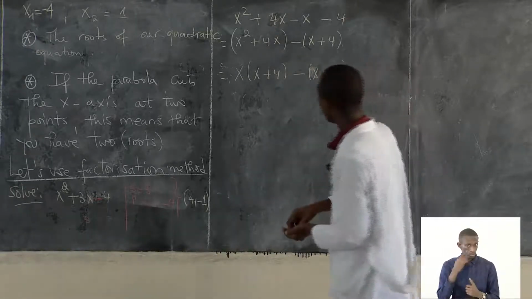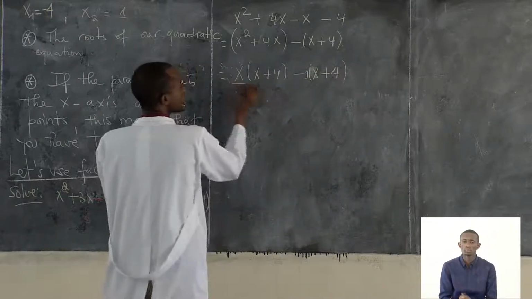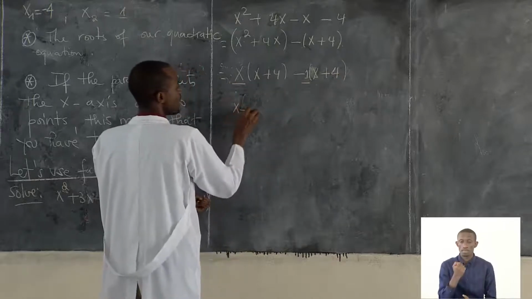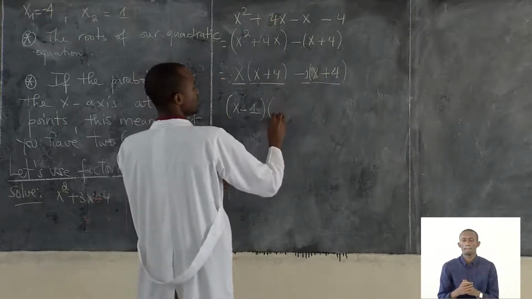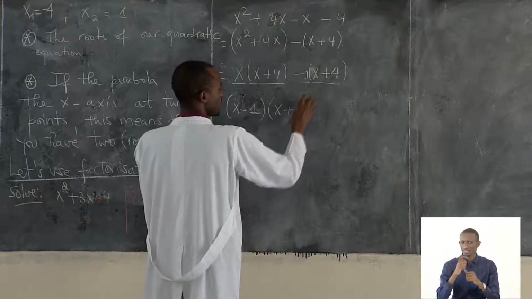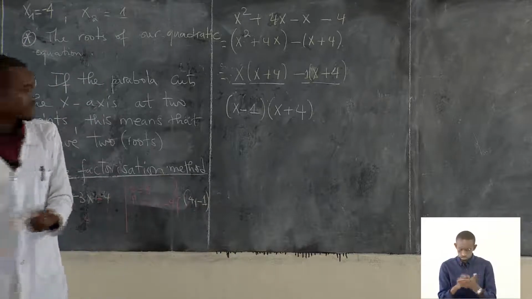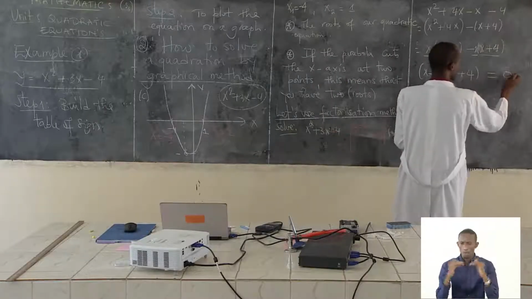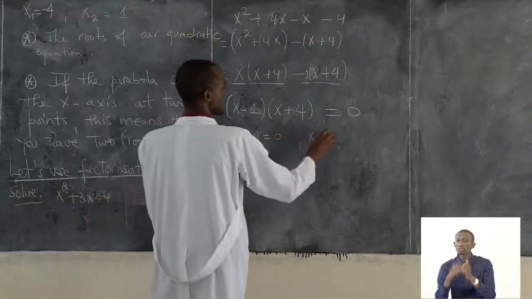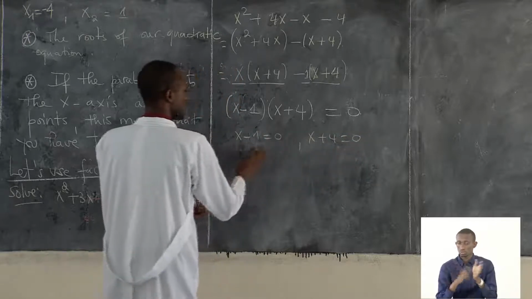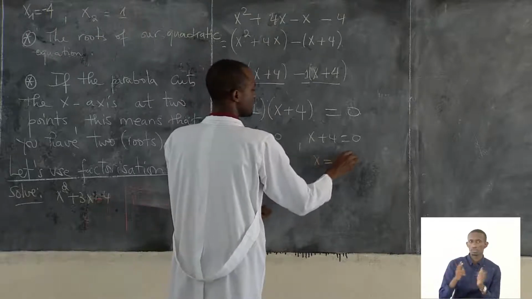And as you can see, here we have 1. I need to take this one and this one. It will be x minus 1. And also this one is common for both terms, and so we remain with x plus 4. As you can see, we need to look at the roots. When you equate this to 0, you remain with x minus 1 equals 0, and also x plus 4 equals 0. Here we have x equals 1, and here we have x equals negative 4.